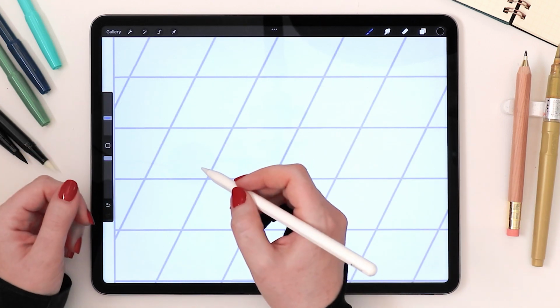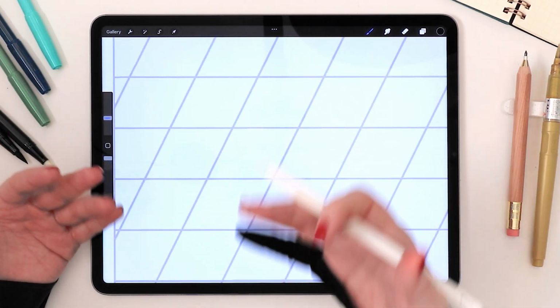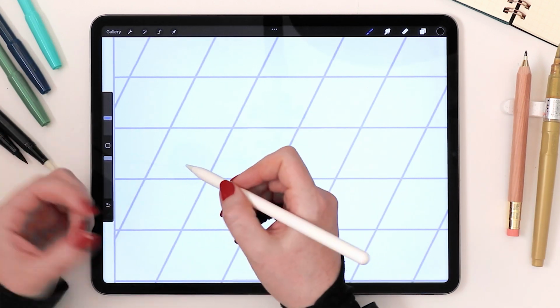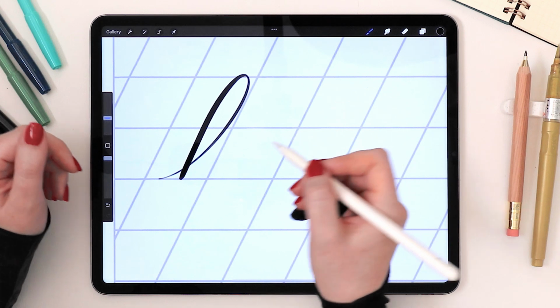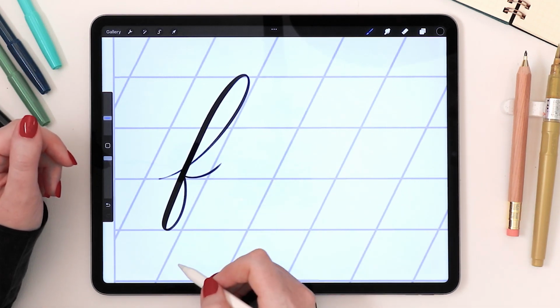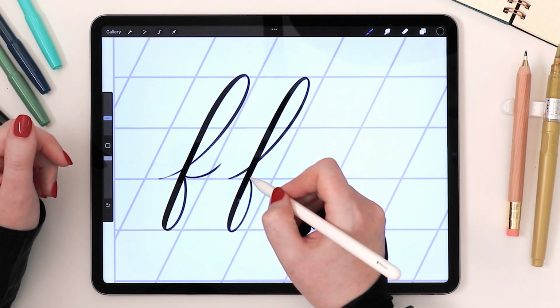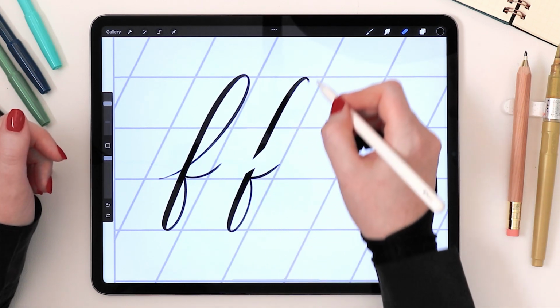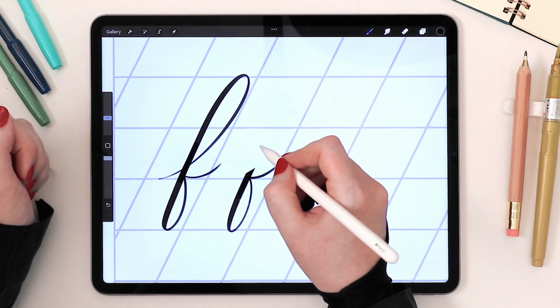Now I'm going to throw in a slightly more challenging letter, but I think that's only fair because L and E are two of the simpler ones. So we start at the baseline, we come up and make a loop. So far this is very close to L. And we have an F. But look, this is the bottom of the Q. You already did this.